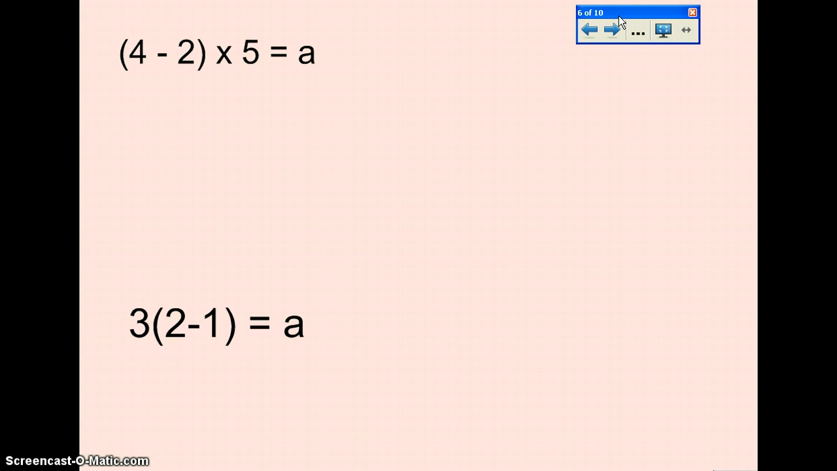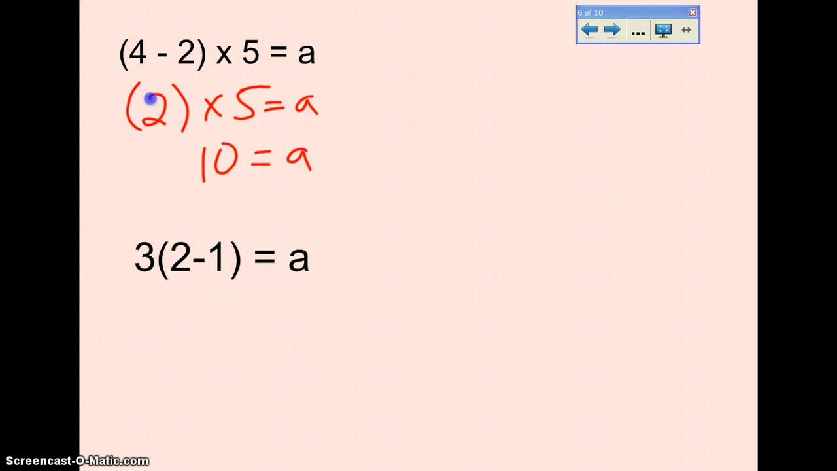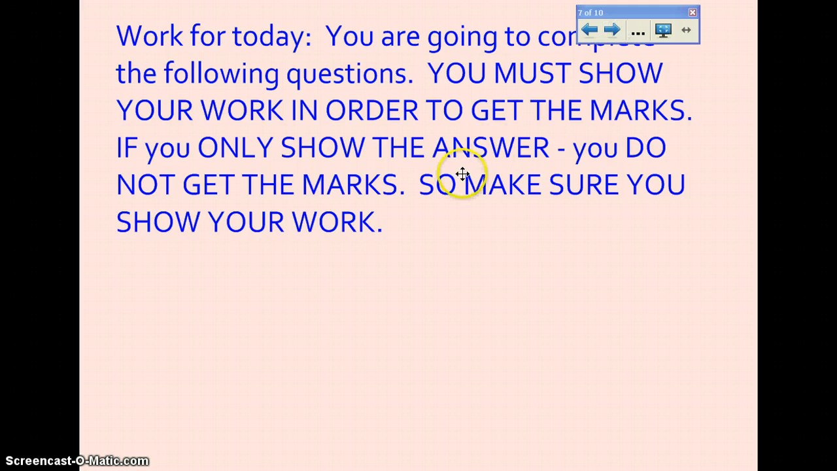(4 subtract 2) times 5. So I have to do the brackets first. So 4 subtract 2 is 2, times 5 equals a. And we all know that 2 times 5 is 10. So a equals 10. For this one down here, 3 times (2 minus 1). So this is a multiply when the brackets are right up against it. So 2 subtract 1 is 1. You do that first. So you know 3 equals a because 3 times 1 equals 3. Good. Let's keep going.